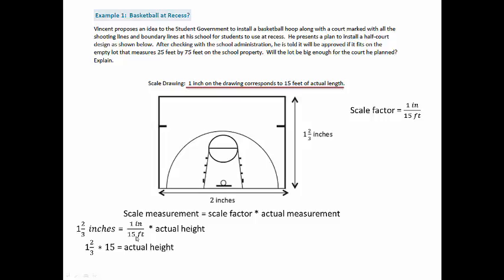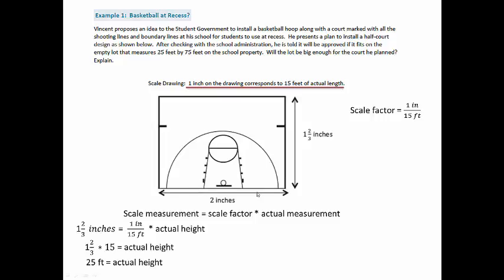So remember, if you divide by 1/15, which is how we would solve this one-step equation, that's the same as multiplying by the reciprocal, 15 over 1. So that's why we're multiplying the scale inches by the reciprocal of the scale factor. That'll give us our actual height. And that gives us 25 feet for our actual height. So we know that this is actually 25 feet at its actual size, and that will fit in one direction.